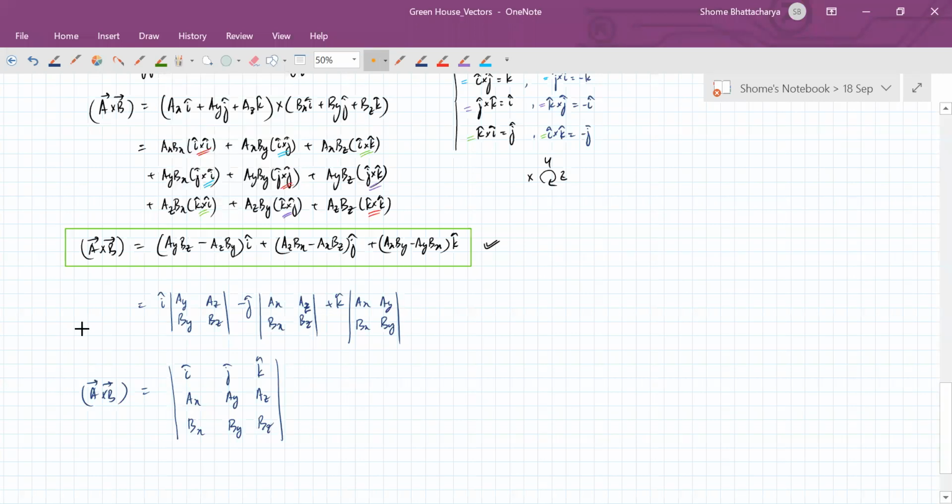Okay, so instead of remembering something so complicated, we just learn it this way, that is the determinant of a 3 by 3 matrix where the first row is the unit vectors, second row is A's components, and third row is B's components. So whichever vector is coming first here, its components come first. Whichever vector is coming after the cross product, its components come in the second place.